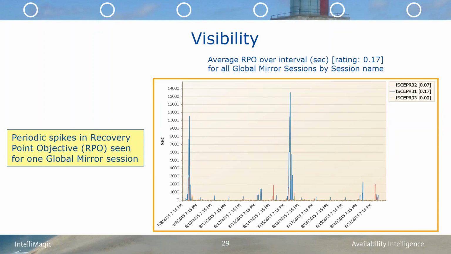So here's an example of the visibility you can get by using IntelliMagic Vision into global mirror sessions. We notice in this chart that we're seeing some spikes in the RPO, or recovery point objective, for one of the global mirror sessions. It's only the blue session that's really having issues. The other sessions look pretty healthy.